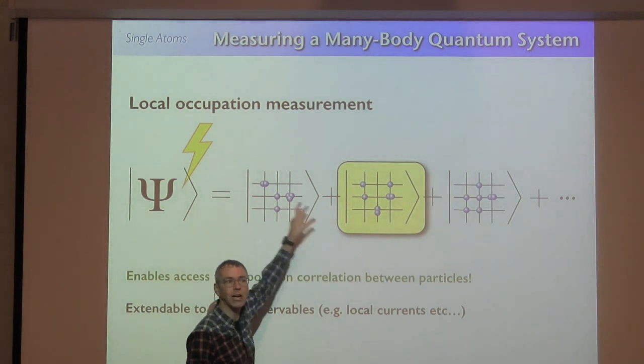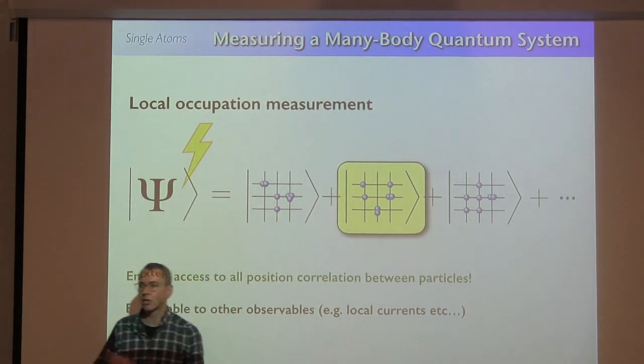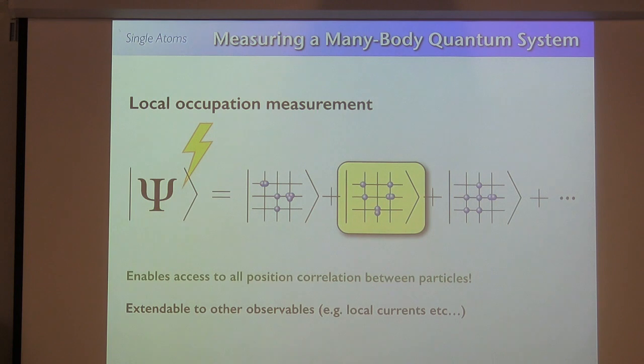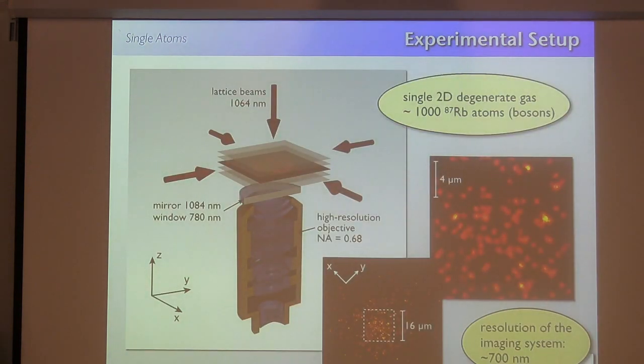Okay? And then I can correlate also currents on different bonds. So I can measure current correlators also on higher orders in these systems. All right, how does this work?